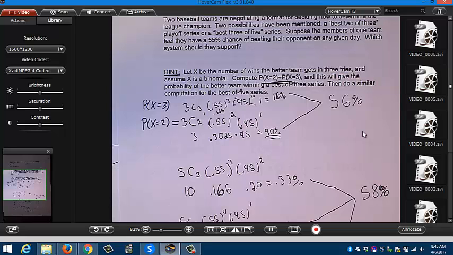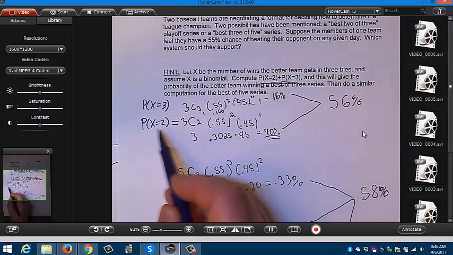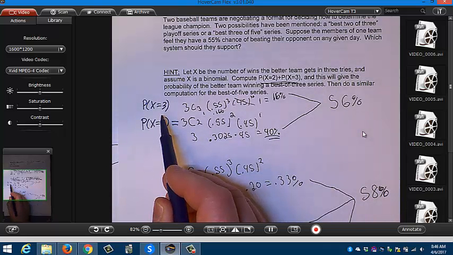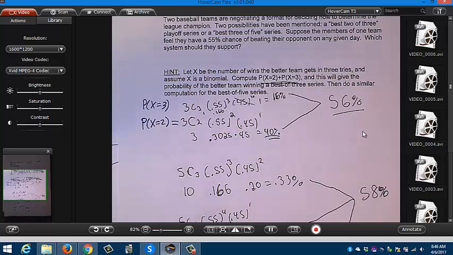We know if we're the better team, 55% chance of winning any game. So that's interesting, right? Chance of winning 1 game is 55%. When he adds the probability x equals 2 plus the probability of x equals 3, what's he get? 56%. You're a little more likely to win a best of 3 series than just a single game. Does that make sense? More games is going to favor the better team.